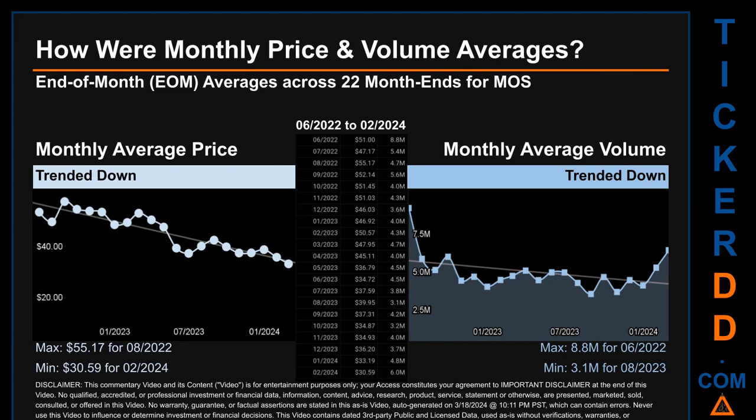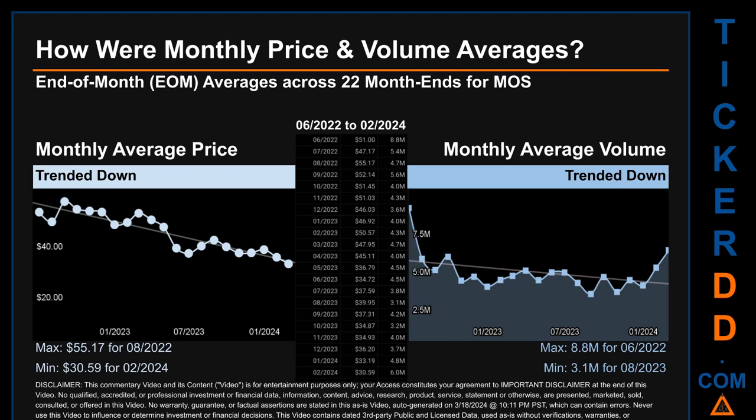How were price and volume averages for MOS? Across 446 trading days, there were a total of 22 month ends, of which monthly averages for daily price and volume were calculated. Overall, monthly price average trended down while monthly volume average trended down.